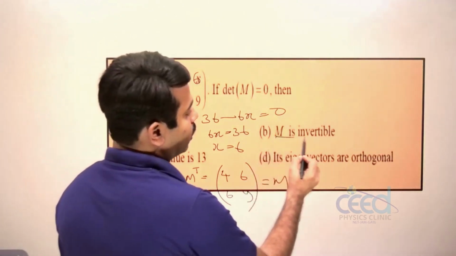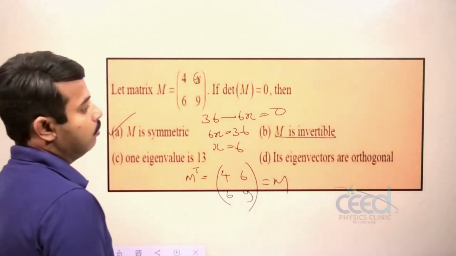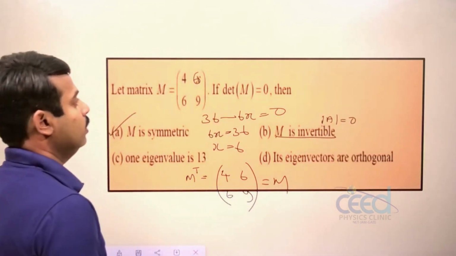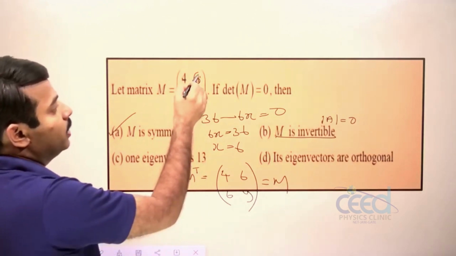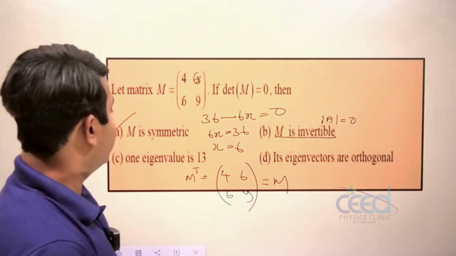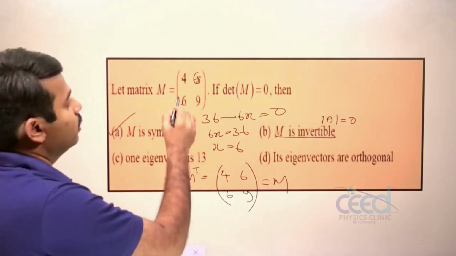Is this invertible? This is not invertible, because determinant of A equal to 0 means A inverse is not defined. See, 36 minus 36 is 0. The determinant is 0, right?